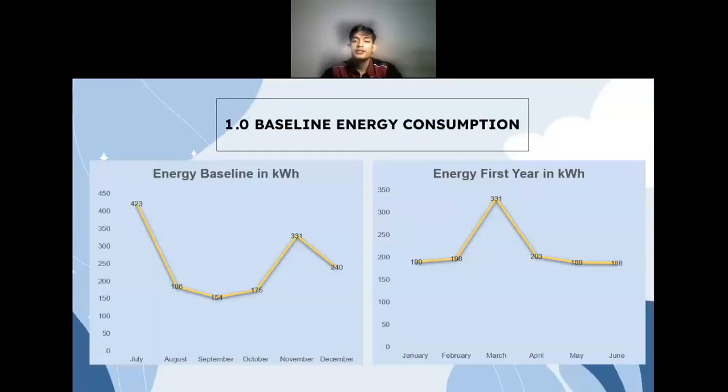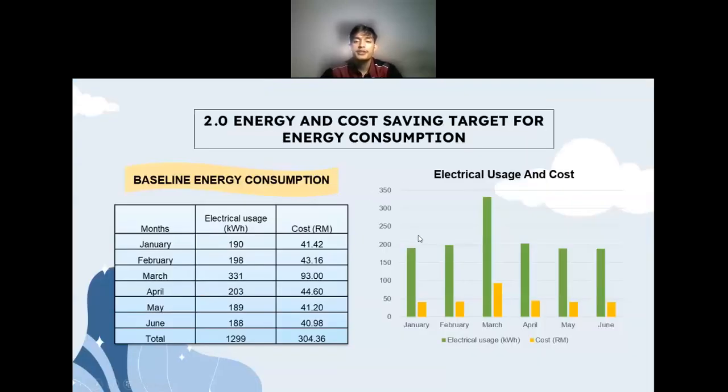The first one is baseline energy consumption. In the first graph, we choose 6 months from 2019, and the next graph is we choose the yearly 6 months from 2020. Next is energy and cost saving target for energy consumption. This one is baseline energy consumption.